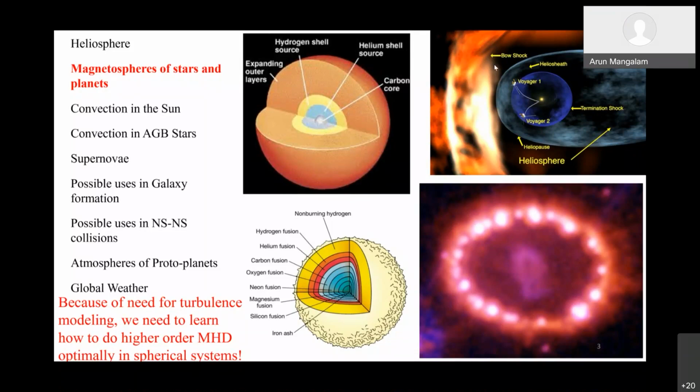Okay, thank you. We would like to simulate problems associated with atmospheres of protoplanets, even global weather. In all such situations, one has to model turbulence, and one has to do it with very high order accurate MHD equations in spherical geometry. That's what this talk is focused on. It's showing how we can achieve some of this.